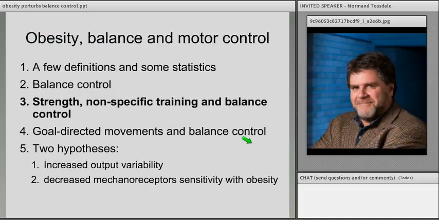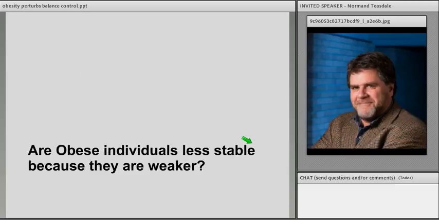Now, I'll present some data about strength and non-specific training because people argued with us that, well, perhaps it's because you did not train these individuals, you did not provide them with some training during the weight loss program. So it could be that if you trained them, these people would sway less and would be more stable. So the key question was basically, are obese individuals less stable because they are weaker?